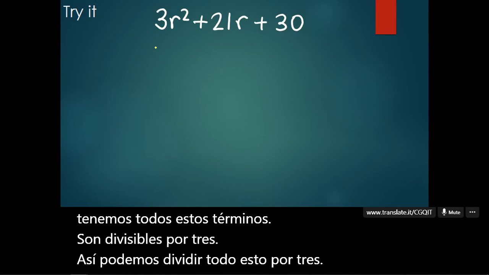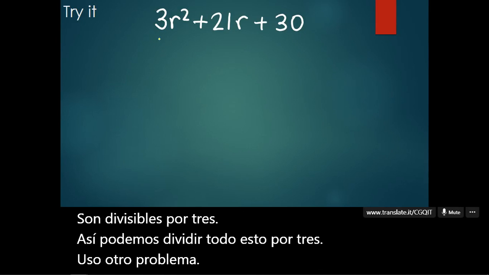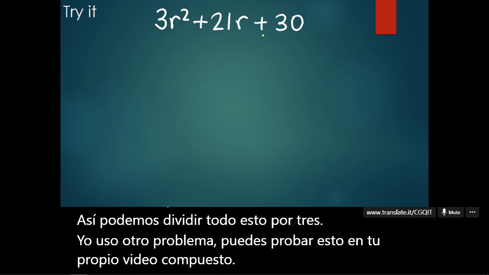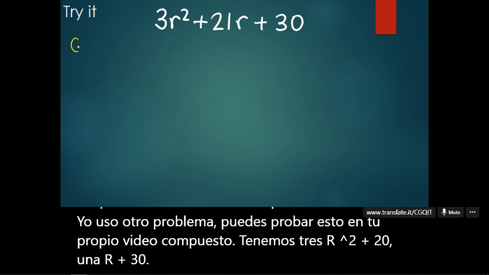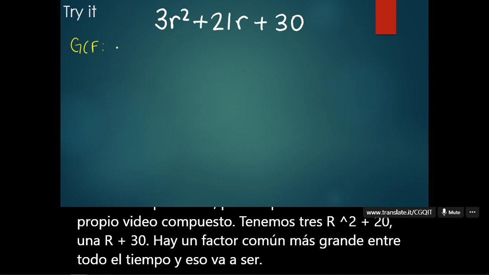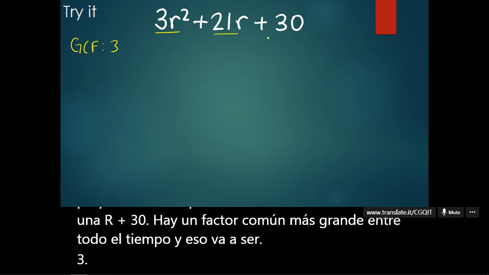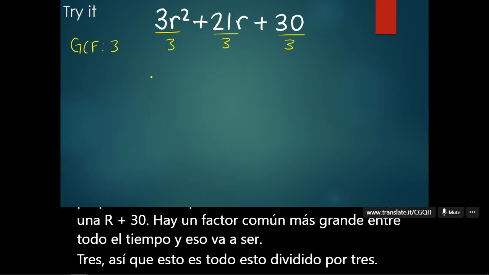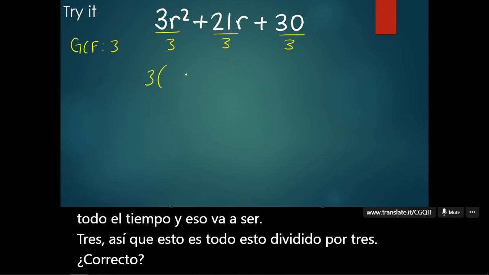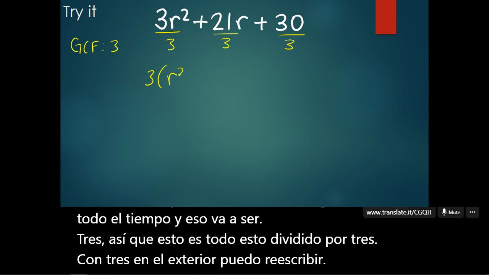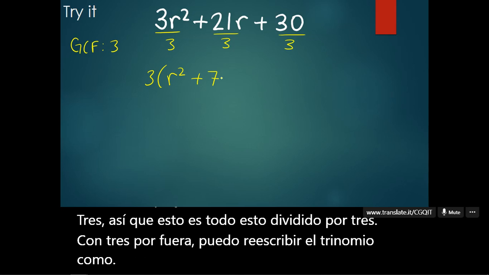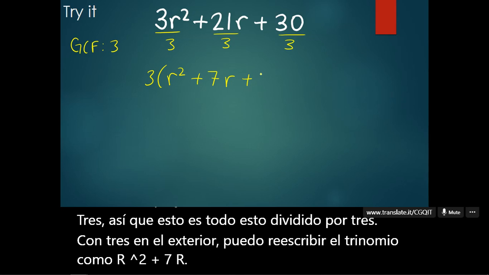Here's another problem. You can try this on your own. You can pause the video. We have 3r squared plus 21r plus 30. There is a greatest common factor between all of them, and that's going to be 3. So these are all divided by 3. All right, with 3 on the outside, I can rewrite the trinomial as r squared plus 7r plus 10.